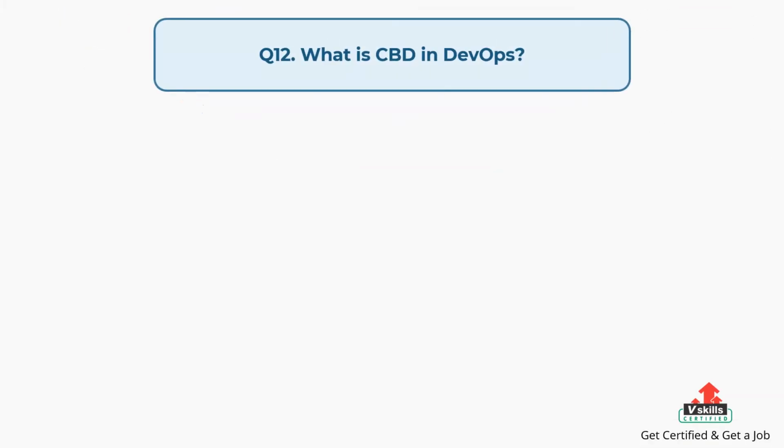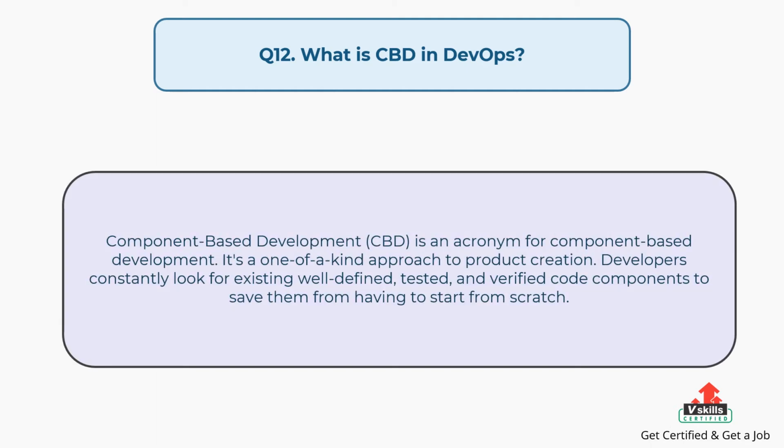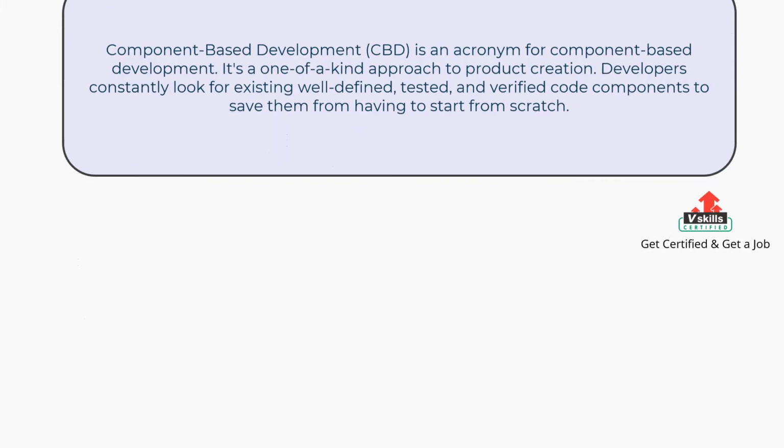Question number 12. What is CBD in DevOps? The answer is: CBD stands for Component-Based Development. It's a one-of-a-kind approach to product creation. Developers constantly look for existing well-defined, tested, and verified code components to save them from having to start from scratch.